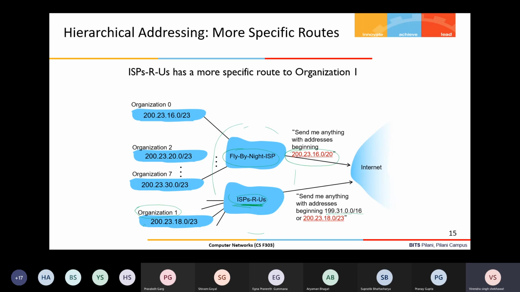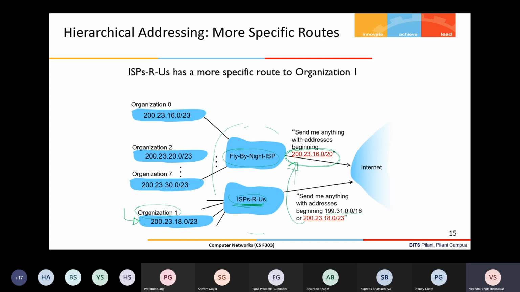So we say, fine, we will not change the IP address block. This organization can retain the same IP address block. Now tell me how the forwarding will happen. Here we'll see the real advantage of longest prefix matching. You see that this 200.23.18.0/23 is actually part of this larger block. So what prefix will be used for this? The prefix will be a 20-bit prefix.